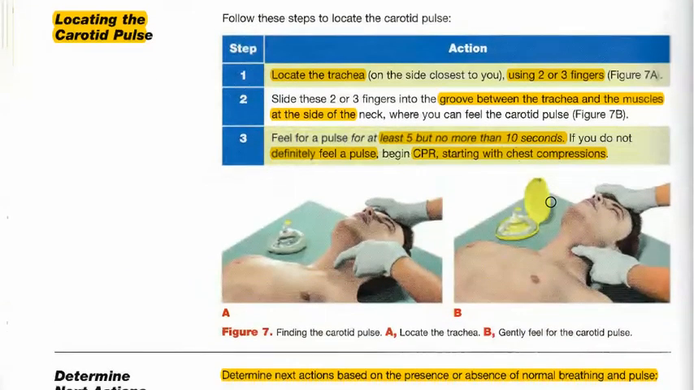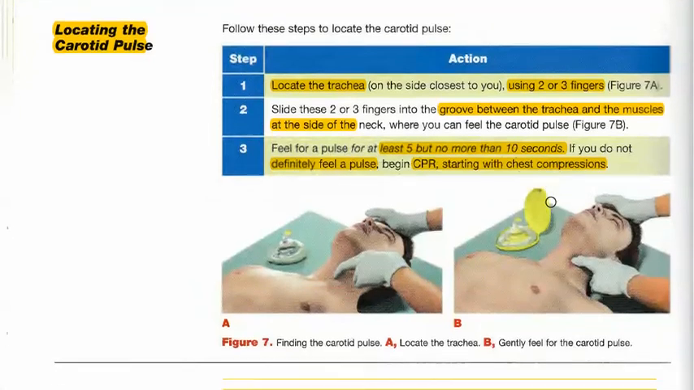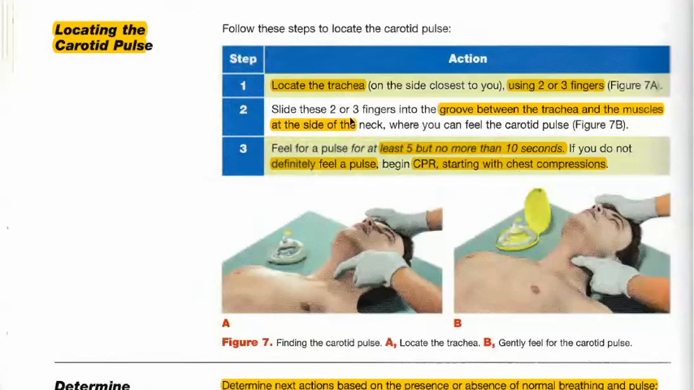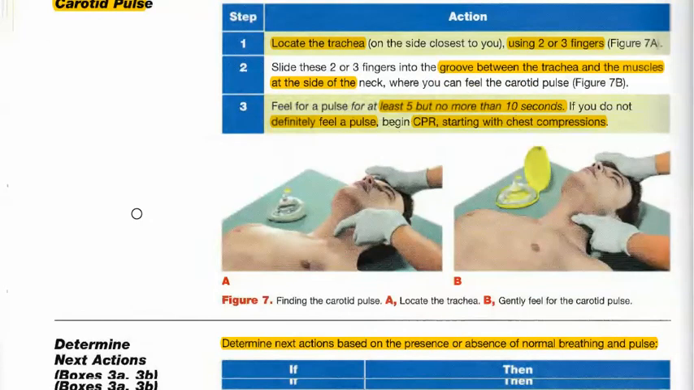Then locating the carotid pulse. Locate the trachea using 2 or 3 fingers. Slide these 2 to 3 fingers into the groove between the trachea and the muscles at the side of the neck, where you can feel the carotid pulse. Feel the pulse for at least 5 but not more than 10 seconds. If you do not definitely feel the pulse, begin CPR, starting with chest compressions.